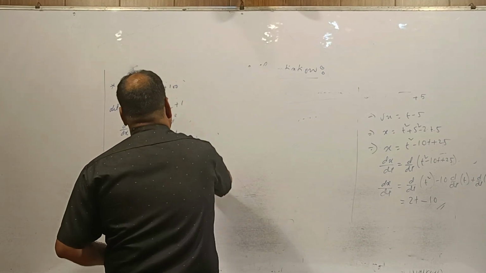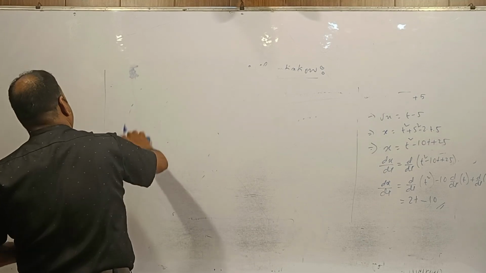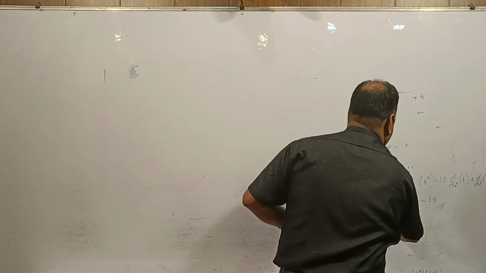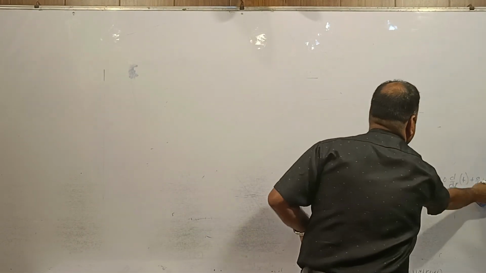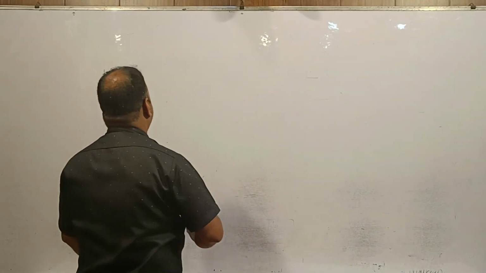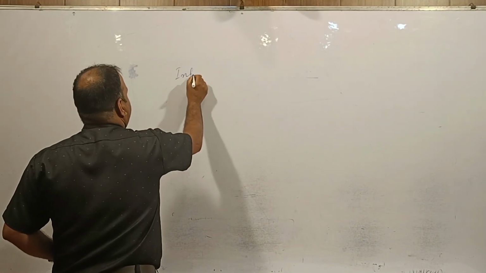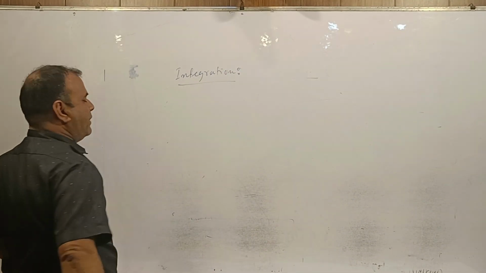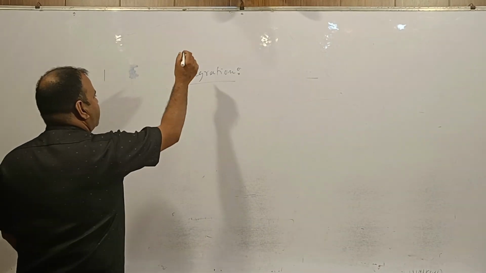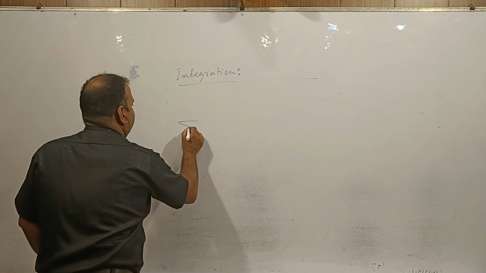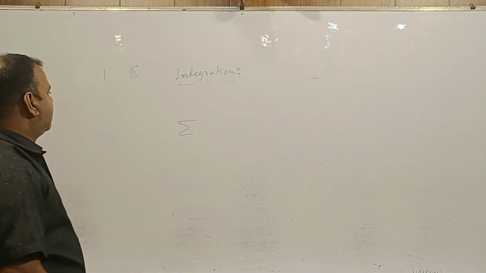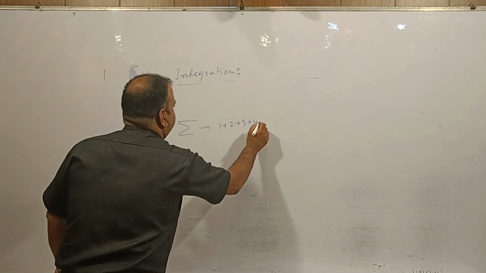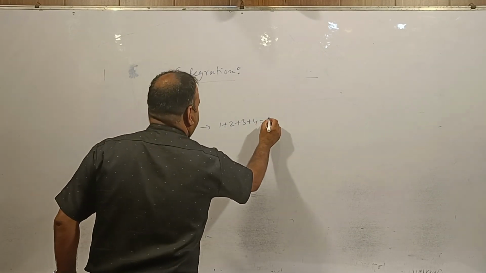So integration. What is the meaning of integration? Basically, you remember, integration represents summation. Summation, you already know, has a summation symbol. The summation symbol represents 1 plus 2 plus 3 plus 4. It will be 3, 6, it will be 10.